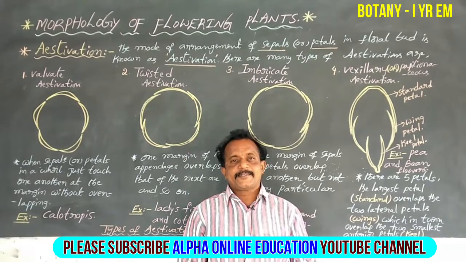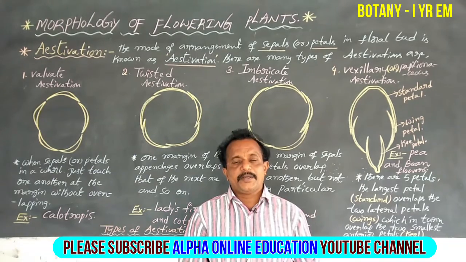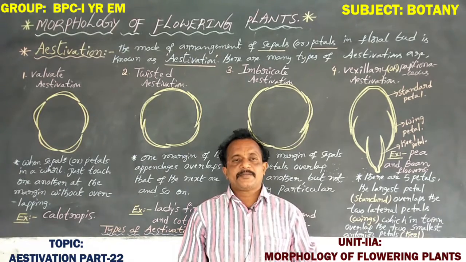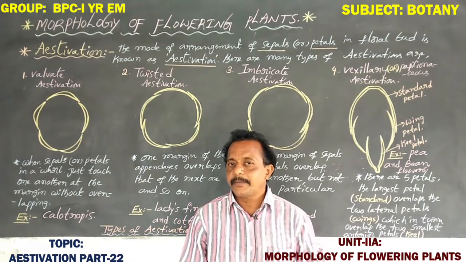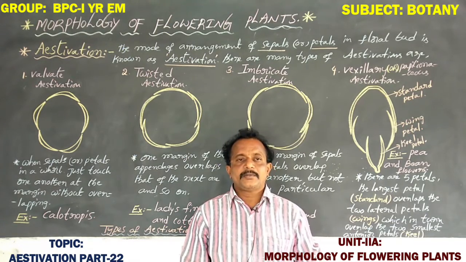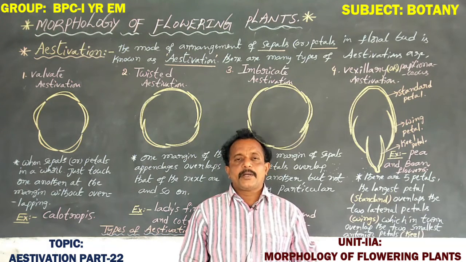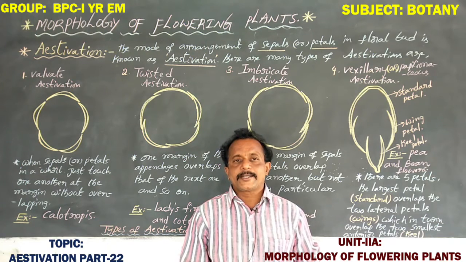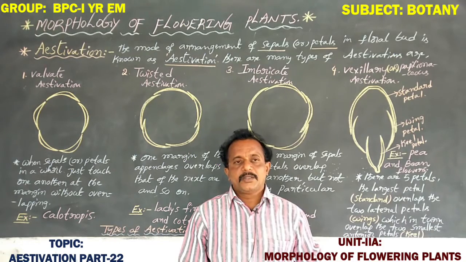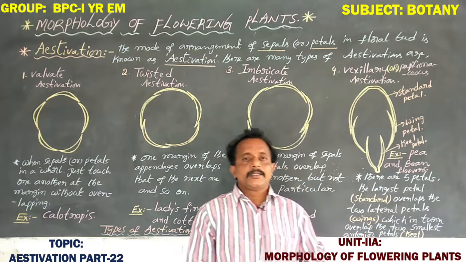Previous classes discussed the introduction to flower, types of flowers and parts of a flower, and also discussed the first floral part, calyx, and the second floral part, corolla. Now today we discuss estivation.